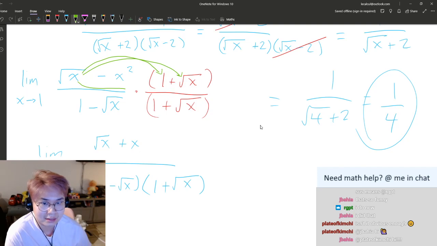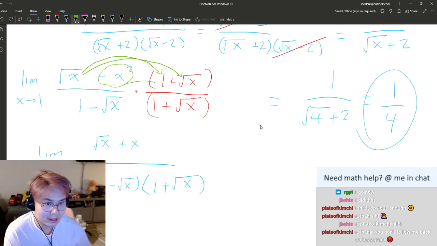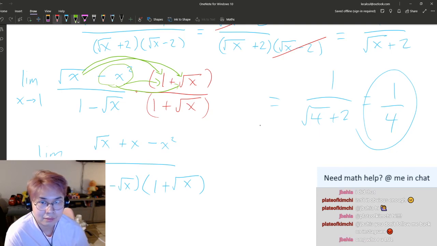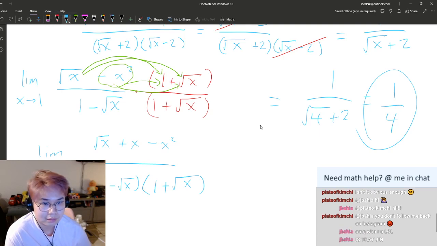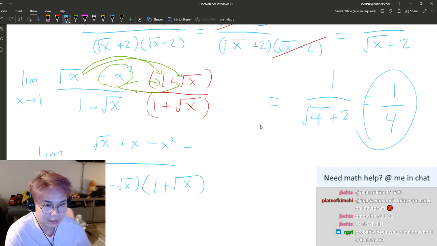Square root x. Oops, no, not square root x. Negative x squared times 1 is minus x squared. And then one more time, you get this weird square root x squared thing.